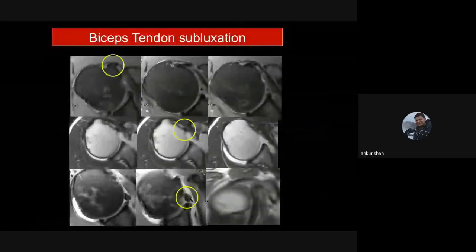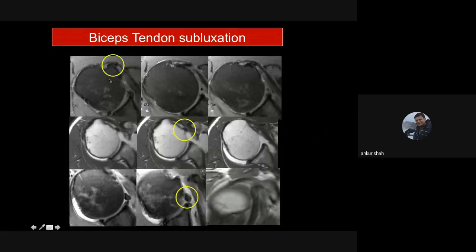The biceps has two heads. One is the long head, second is the short head. The long head gets inserted at the tip of the glenoid. The short head gets inserted at the tip of the coracoid process. But the short head is less frequently involved. Usually it is the long head which is torn.